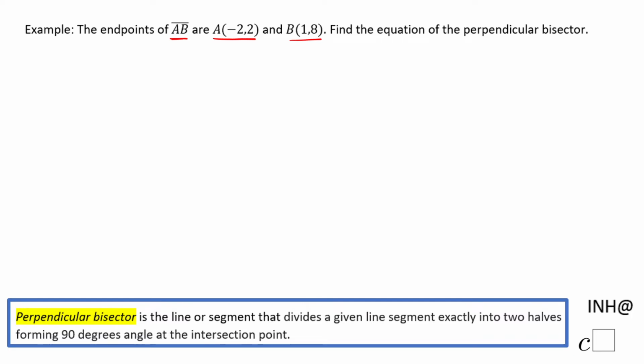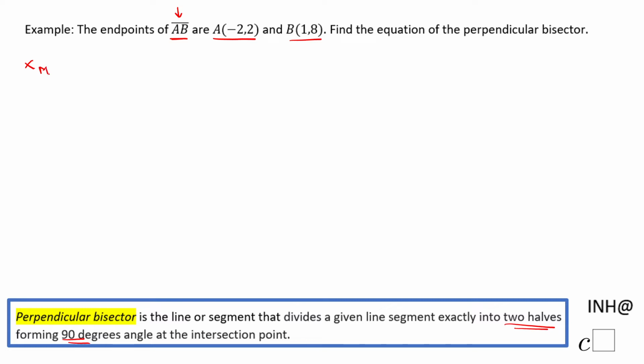A perpendicular bisector is the line or segment that divides a given line segment exactly into halves. That is a key thing, and it forms 90-degree angles at the intersection point. We're going to see that also. The first thing you want to do is to find the midpoint of the segment AB.